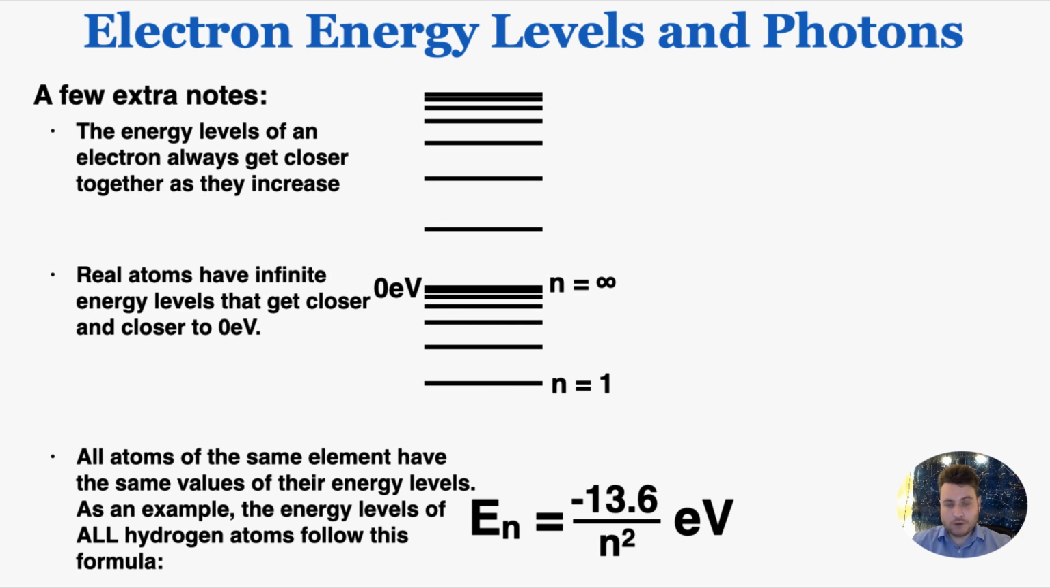But in most idealized problems, we only worry about a few energy levels at a time. The very last thing to know is that all atoms of the same element have the exact same values for their energy levels. This will be really important in the next lecture on absorption and emission spectra. As an example, the energy levels of all hydrogen atoms follow this formula. The energy is equal to negative 13.6 over n squared electron volts. So that is everything that you need to know about the relationship between electron energy levels and photons.